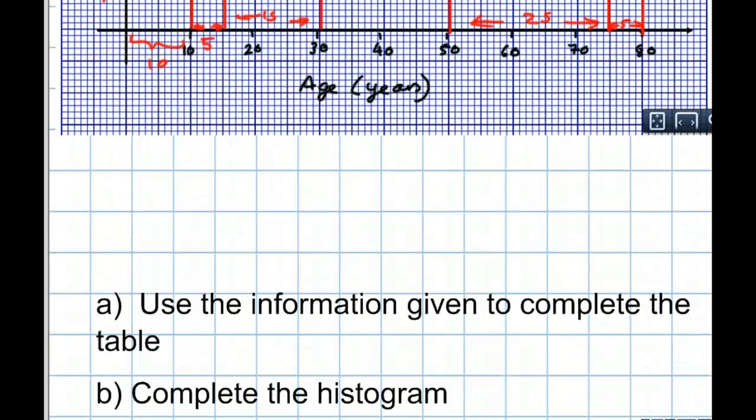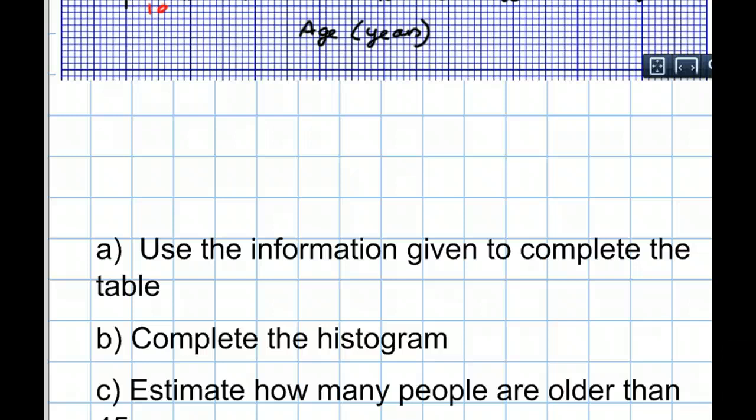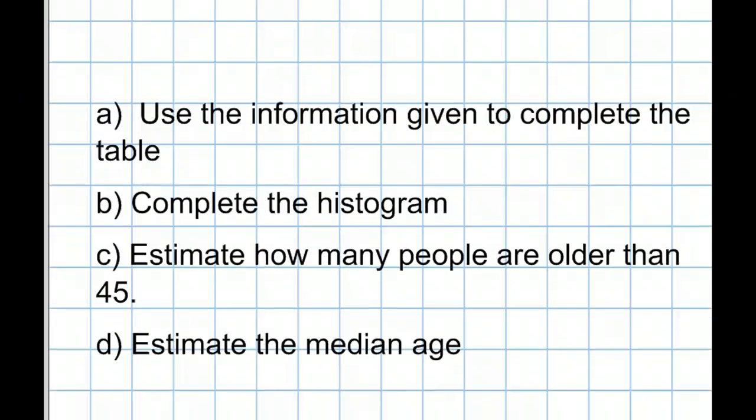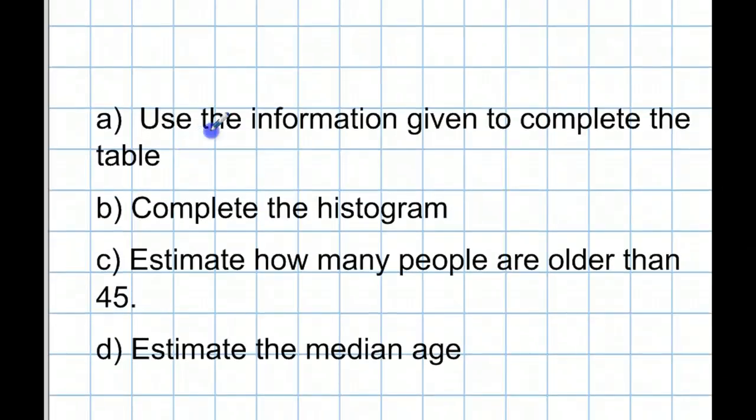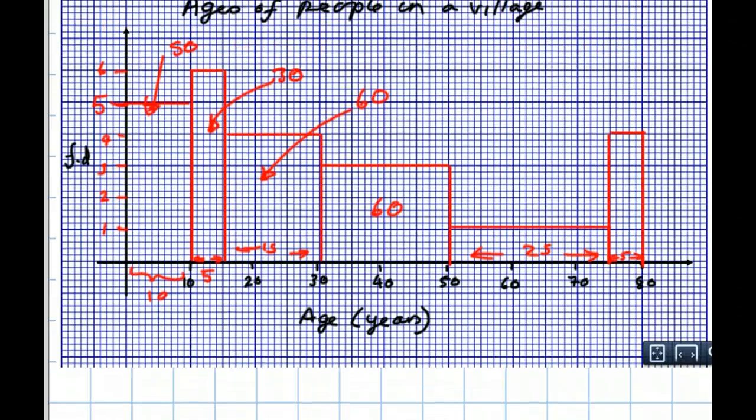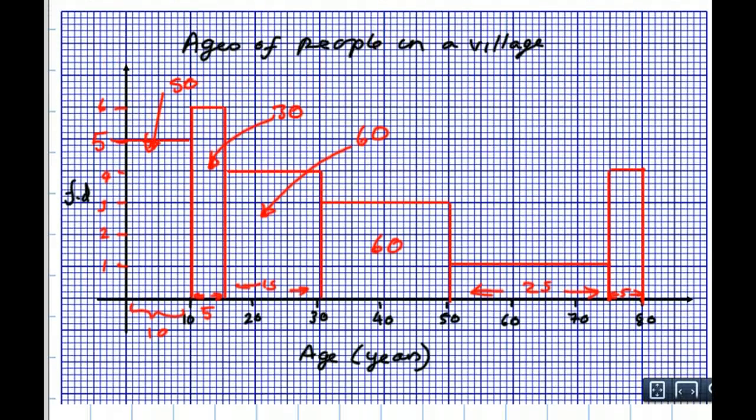But let's look at some subsidiary, can I say that word? Subsidiary questions. Here we go. We've done A and B, and you've done a few of these in your past papers. Now, parts C and D are the A-star ones. Estimate how many people are older than 45. So let's go back to our histogram. How many people are older than 45? Well, if I put a mark here at 45, and then rule up.